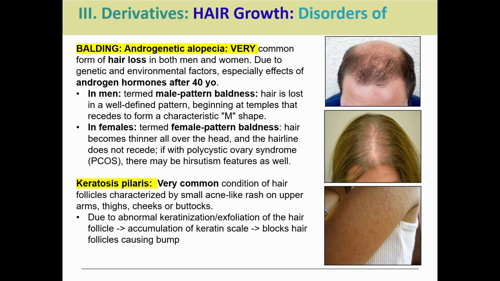We usually get a pattern to it. It's characteristic to start losing hair at the temples, which recede back to form an M shape. So rather than a hairline that goes straight across the forehead, it starts to form an M where you have two peaks moving backwards towards the back of the head. In females, this is called female pattern baldness. This is where the hair becomes thinner everywhere, so you don't see that patterning.